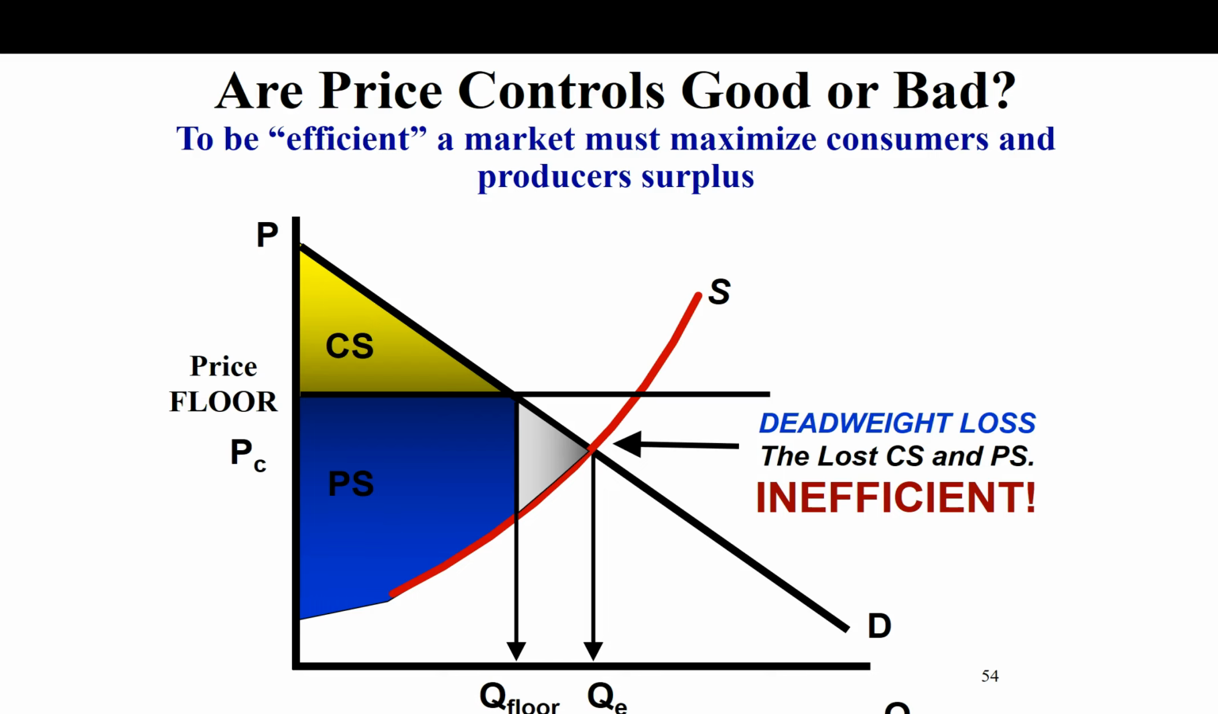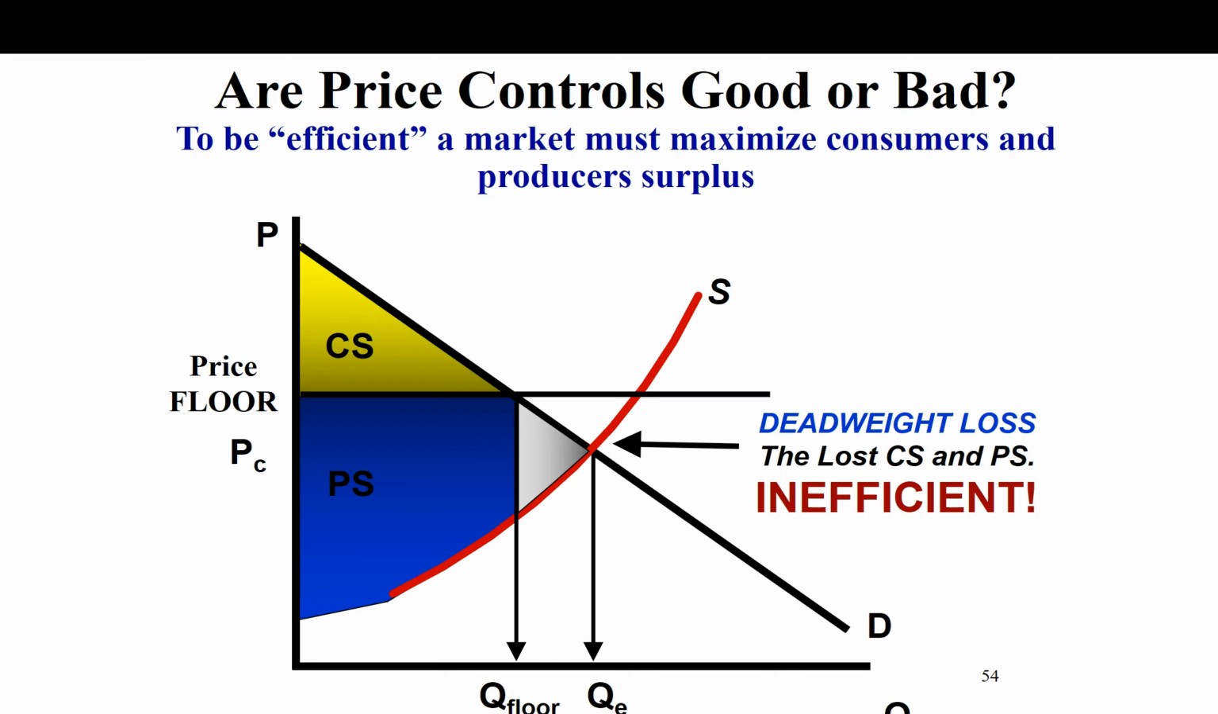It increases the amount of producer surplus. And remember, a price floor is intended to benefit the sellers. So it's going to increase the amount of producer surplus. It decreases the amount of consumer surplus, and this loss of consumer and producer surplus right here in this gray triangle is what we call deadweight loss, and it's a drag on the economy. It's essentially economic activity that just never happened because of the imposition of the price floor, and this is inefficient.